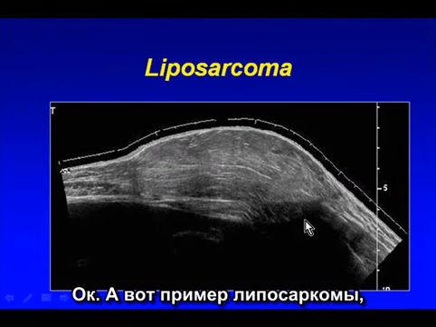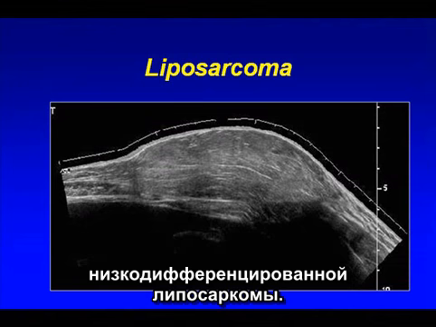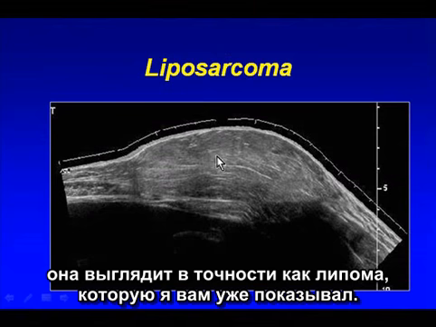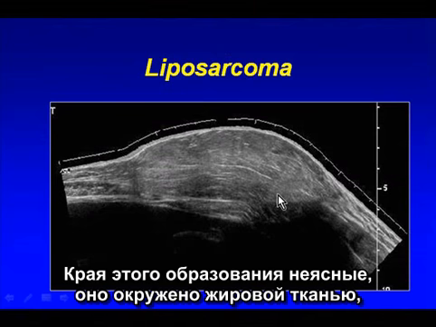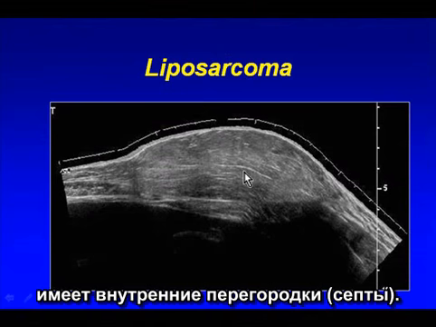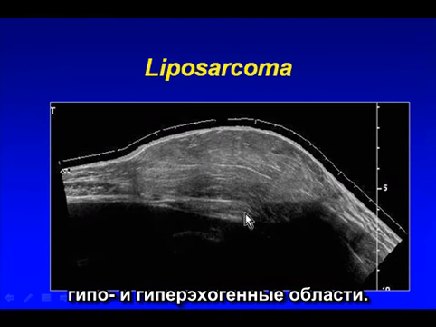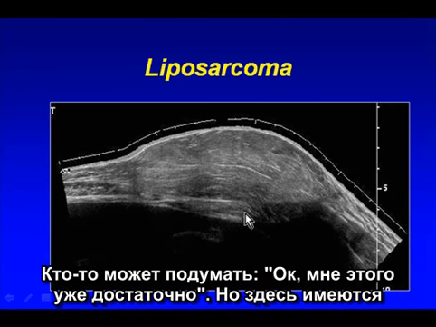Okay, now here's an example of a liposarcoma, a low-grade liposarcoma. And at first glance, this looks exactly like the lipomas I've shown you. Its margins kind of blur with the surrounding fat. It has some septations within it. And it has areas of hypo and hyperechoic tissue. So one might think, okay, that's fine.